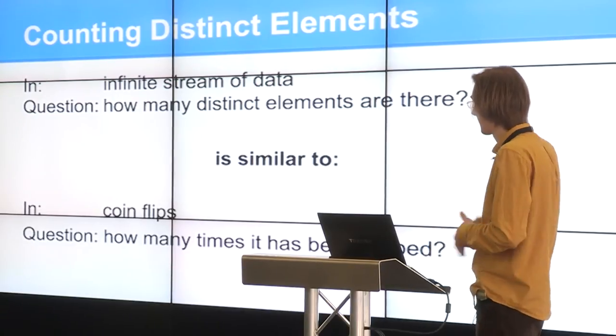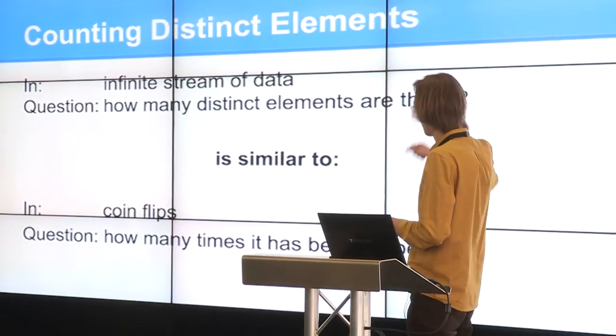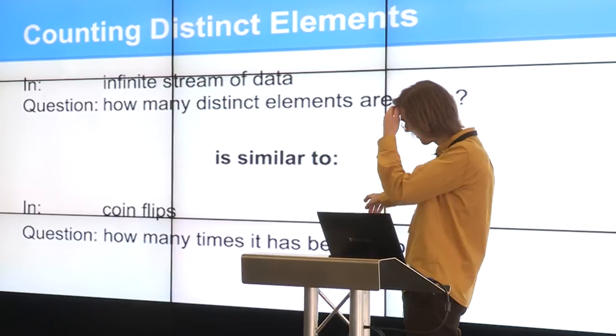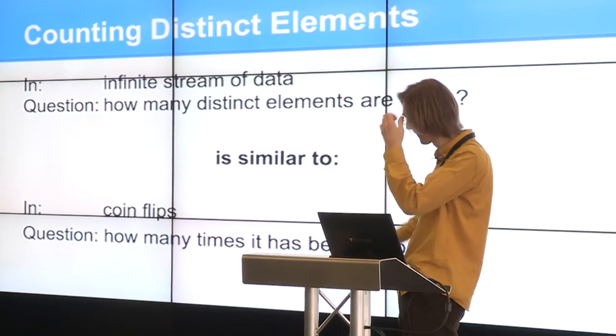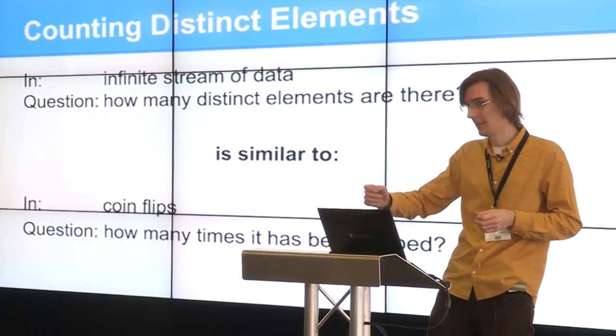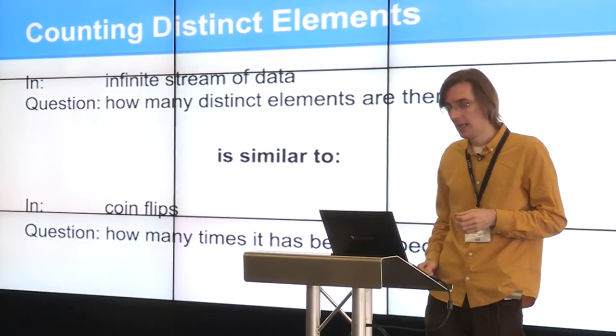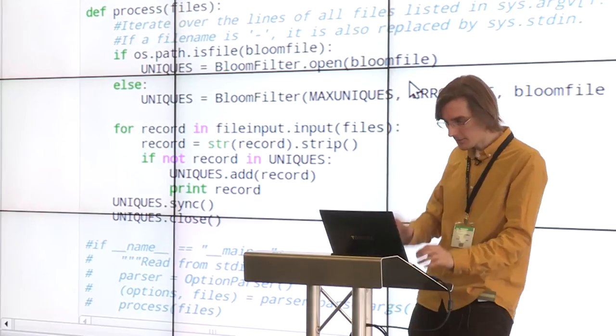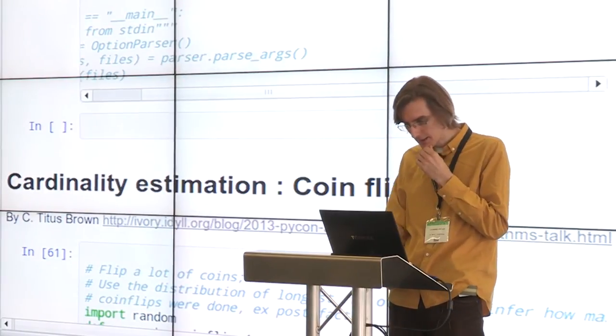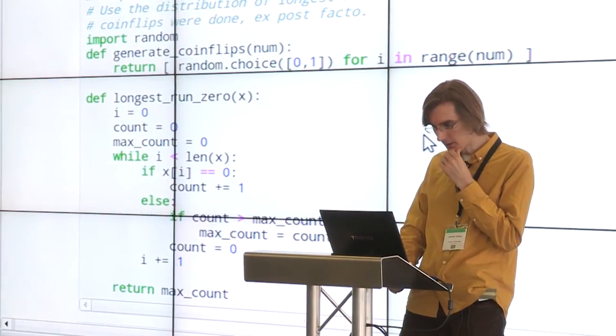We have an infinite stream of data. Again, how many distinct elements are there? You'll be surprised, but actually it's similar to coin flips. If I record coin flips, how can I tell how many times I actually flipped a coin? I'm going to illustrate this for you. It's simpler than you think. An illustration will help you a little.